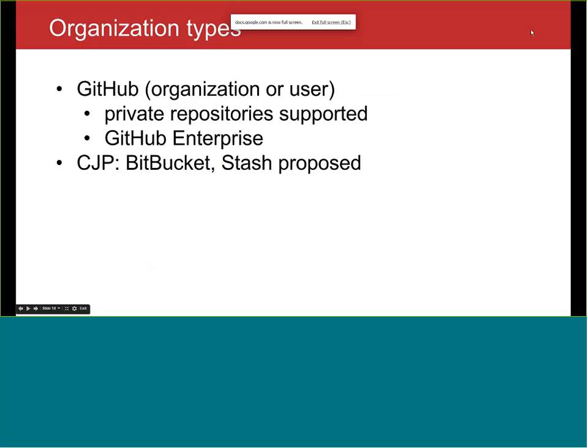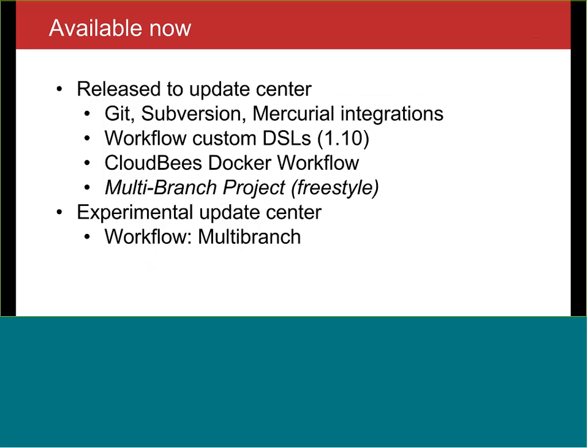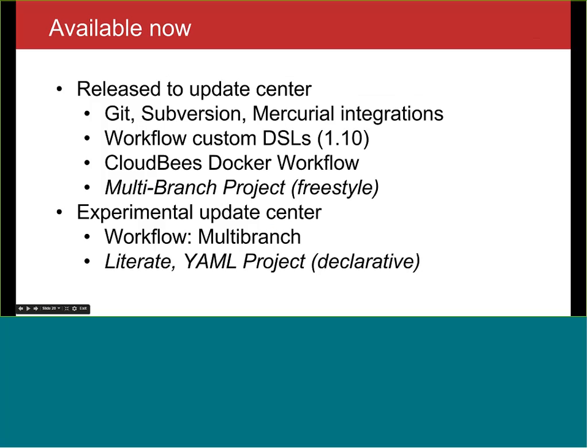I'd like to switch back to the slides and talk about what's out there now and what's coming up soon. So currently available on the Regular Update Center is all of the integrations to get Subversion and Mercurial generally for multi-branch support. The ability to create the custom DSLs, like that standard build I mentioned, that's in Workflow version 1.10. And the Docker integration is released under the name CloudBees Docker Workflow plugin.